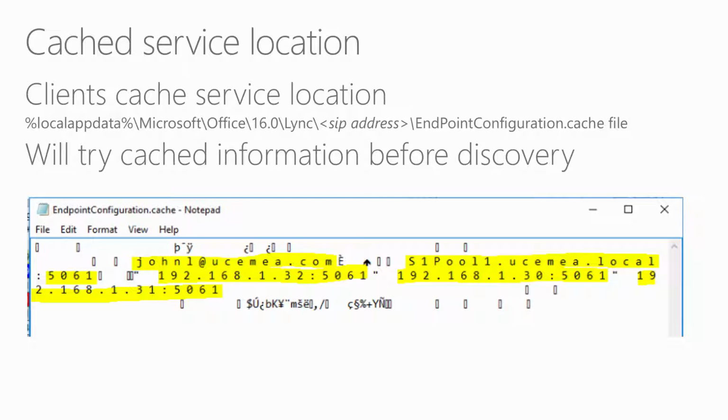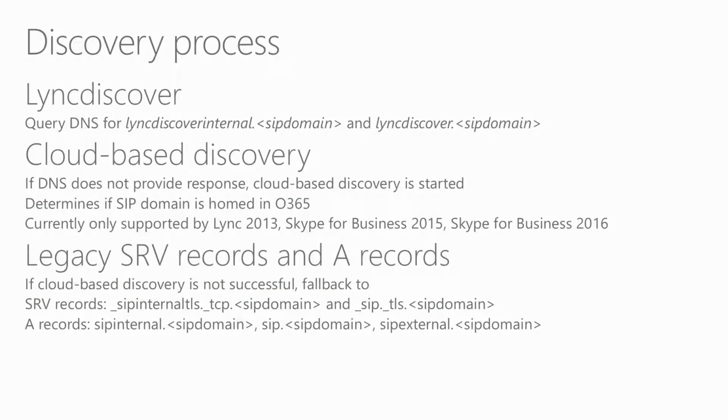But what happens if the client never signed in before? Well, then we need to start the discovery process. In the discovery process, we will query a number of well-known DNS entries and try to connect. First of all, we will do Lync discover. So there are two defined DNS entries, lyncdiscoverinternal dot, followed by the SIP domain, and lyncdiscover dot SIP domain. So if my SIP URI is tbinder@contoso.com, that would be lyncdiscoverinternal.contoso.com and lyncdiscover.contoso.com that my client would be looking for.